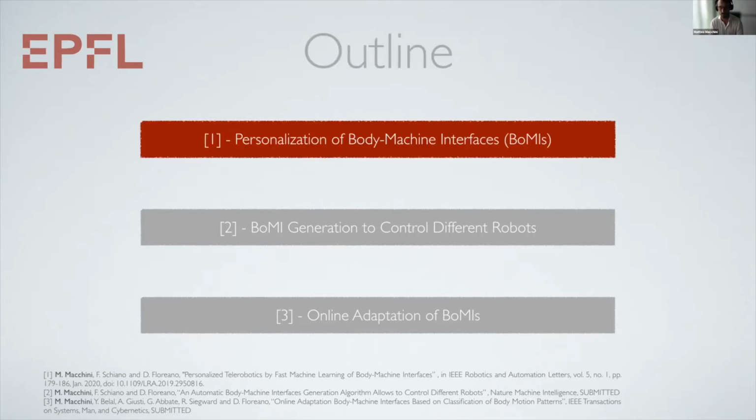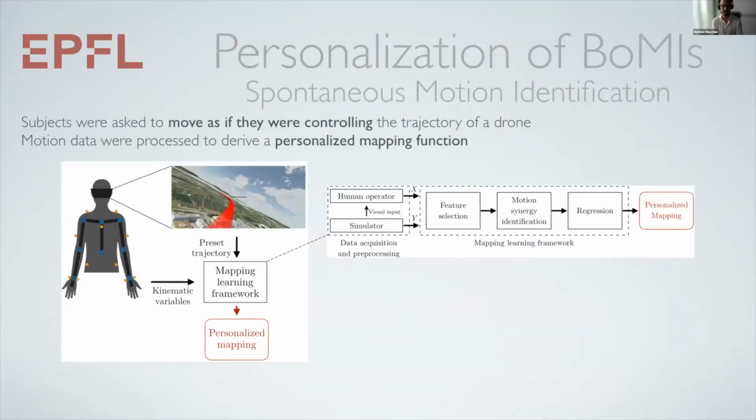About personalization of body-machine interfaces, the first thing we do is to try to extract the spontaneous body motion interactions that people show to control a certain robot. In this case, we were working on a fixed-wing drone, and we asked a set of people to move their body as if they were controlling the flight of a drone that they saw in a simulator. We showed them in first-person view on a head-mounted display the flight of a drone, and we asked them to move as if they were controlling it.